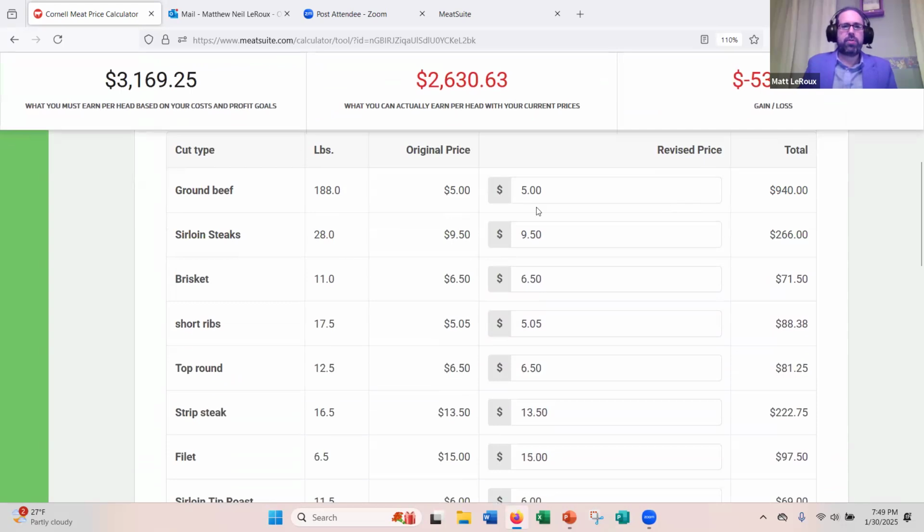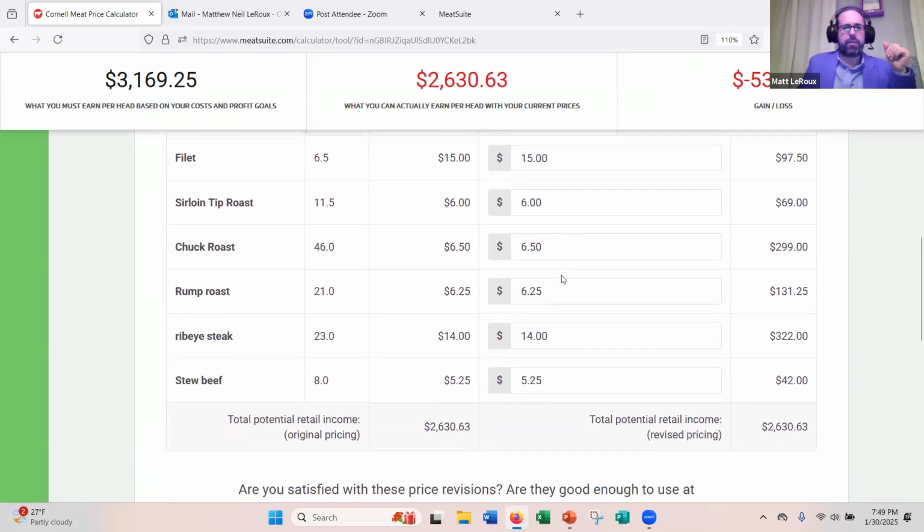So what this screen shows you is, here, let's look at ground beef. You have 188 pounds. Remember, we're thinking about yield and consumer demand for that cut when we're setting our price. So we're going to have that in our mind. We're telling you the yield. Our original price was $5 a pound, so we're going to try to make some price changes. But let me run around to some other cuts first.